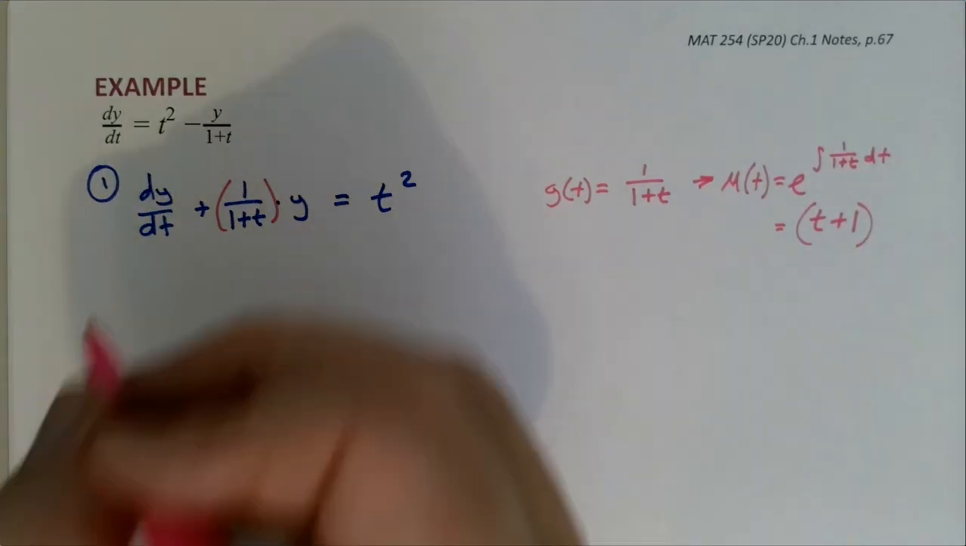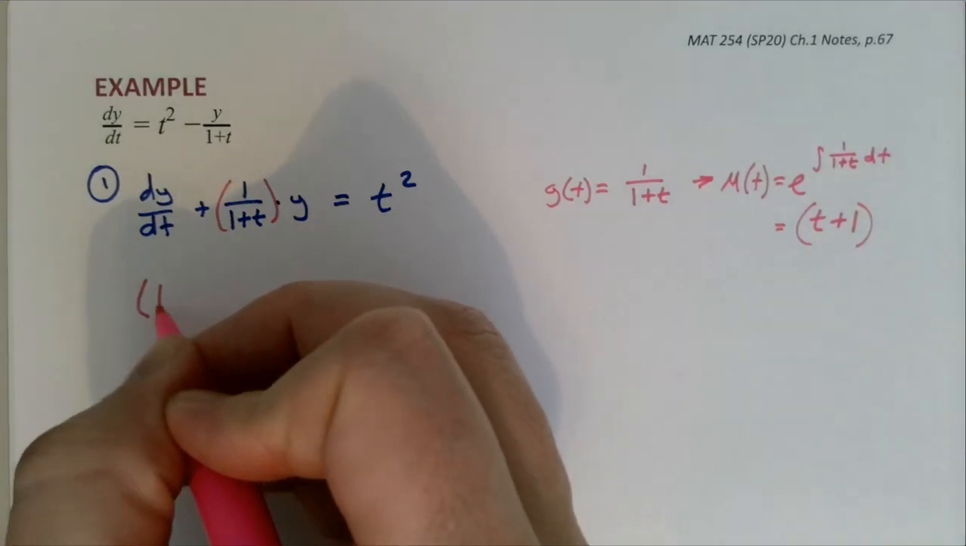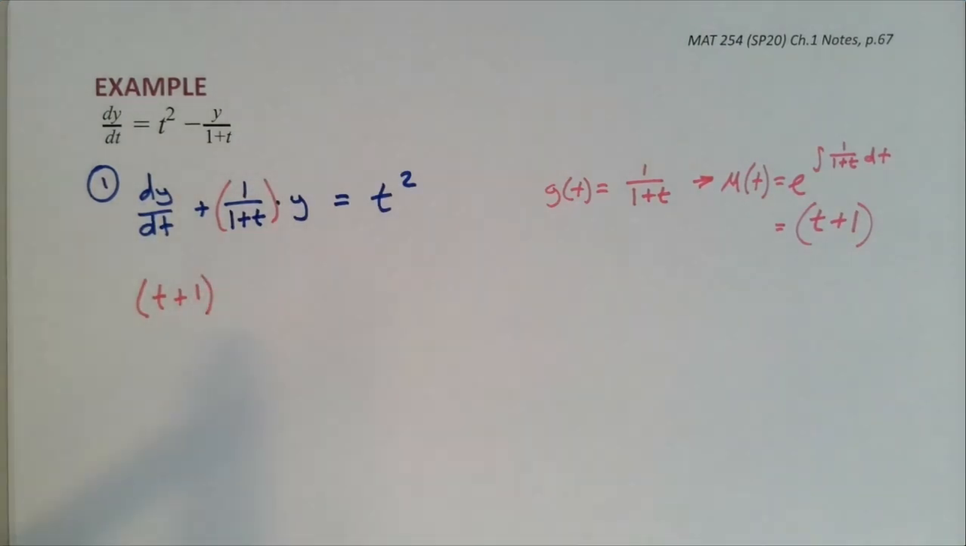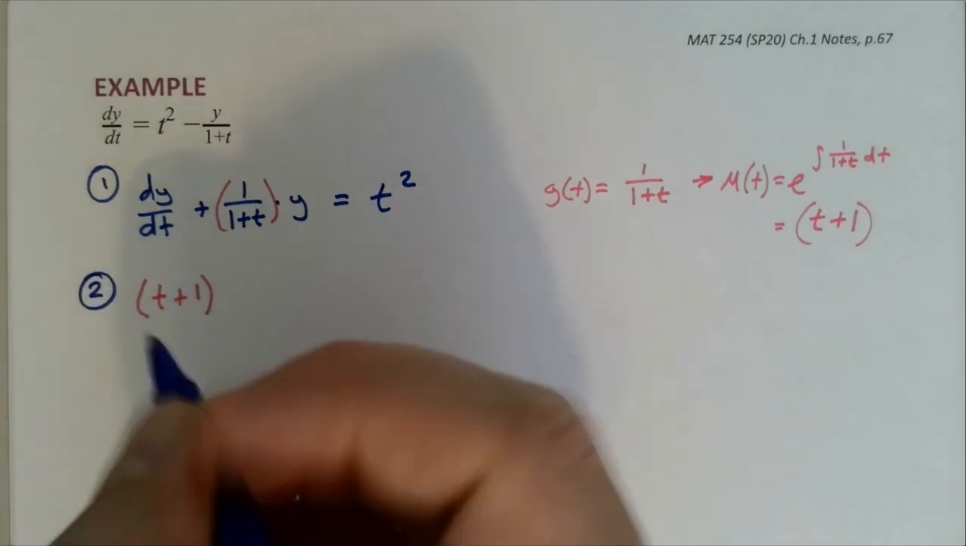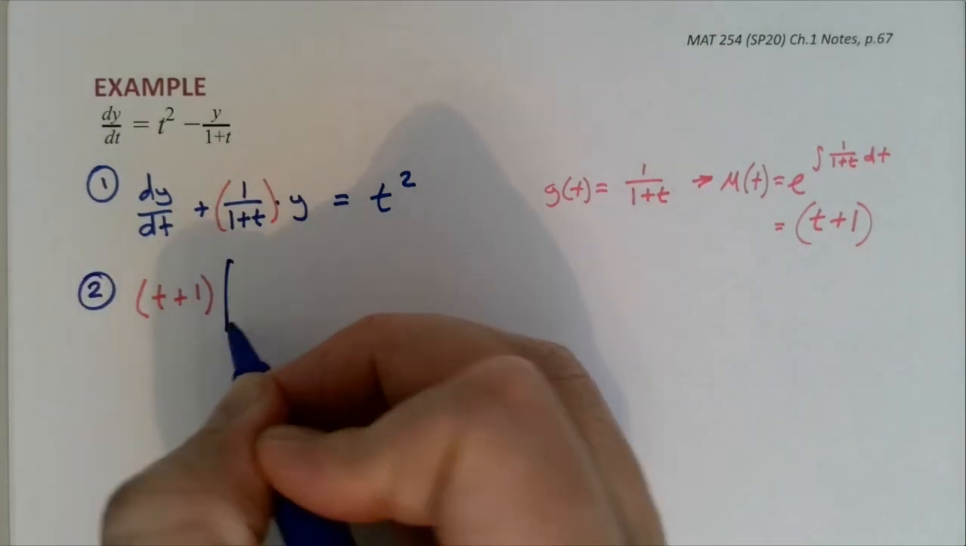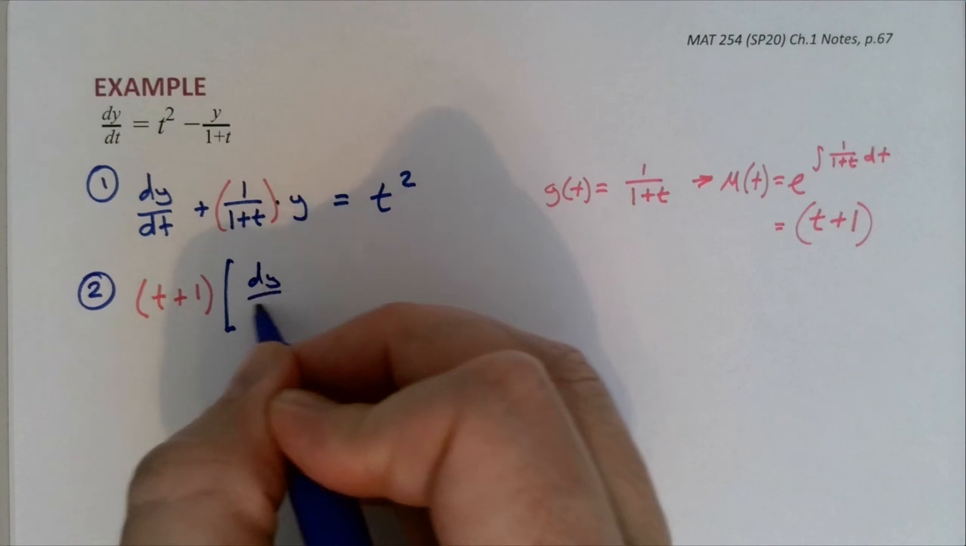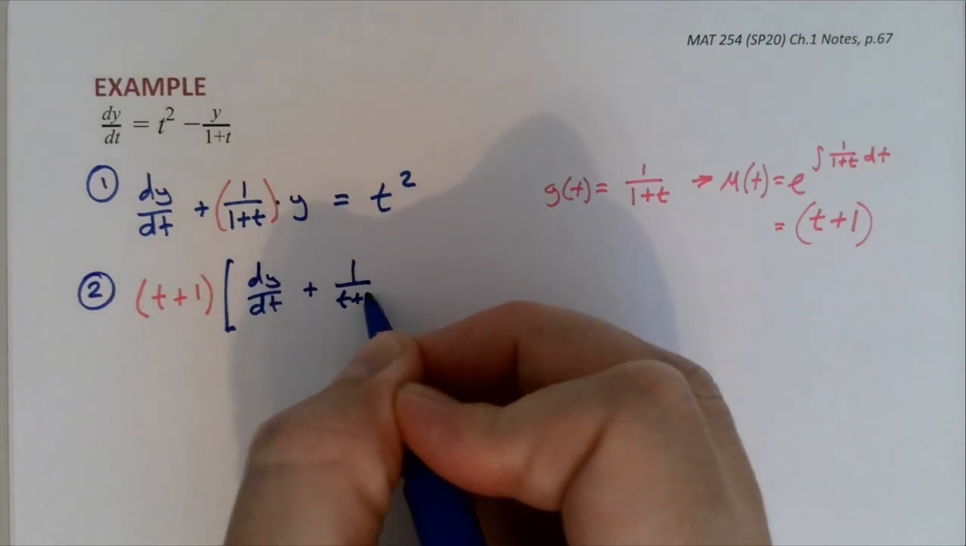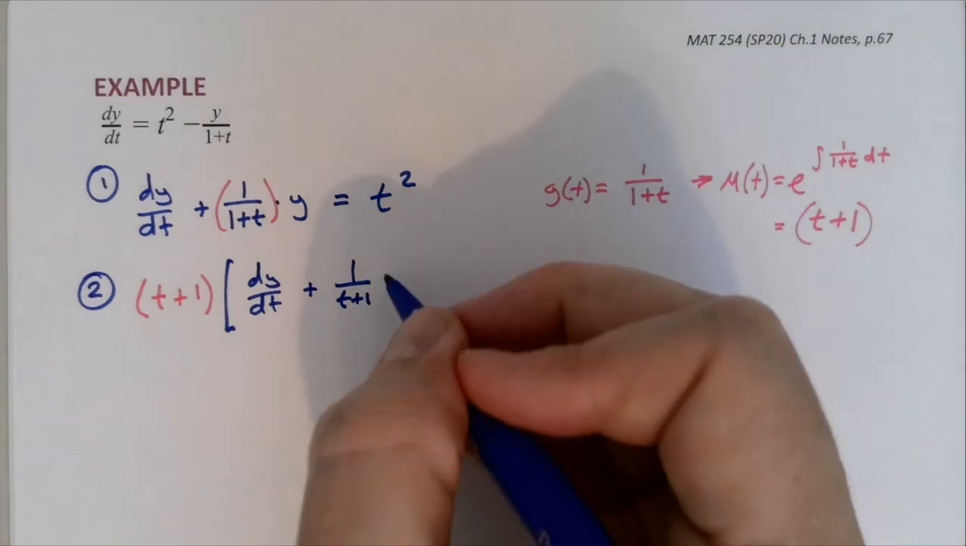So in my step 2, I'm going to multiply the whole darn shooting match by t plus 1, or 1 plus t if you want to list it that way. So let me switch back over to my blue, and I'm going to multiply the entire equation by that. I switched it to t plus 1. It doesn't matter.